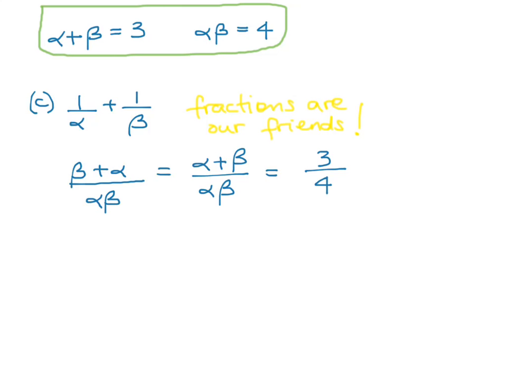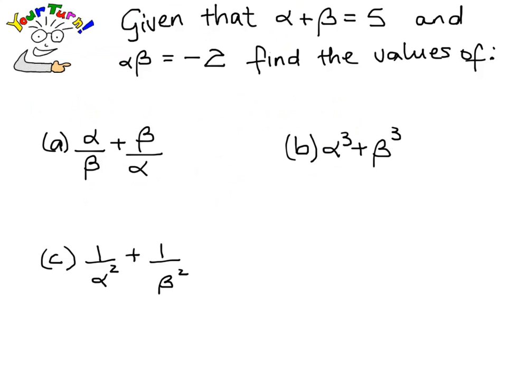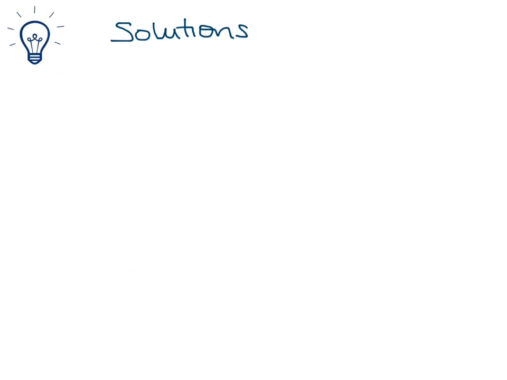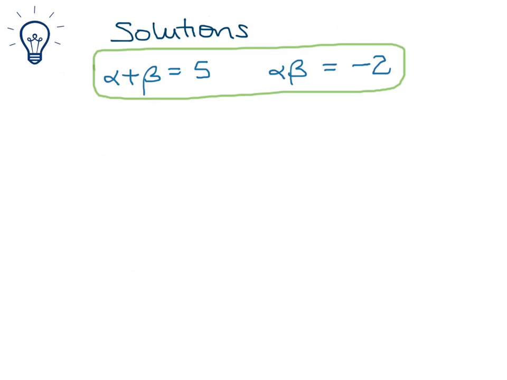You can take your time and go back over those 3 examples and then try these 3 questions on your own. Pause, write them out, and then check the solutions. So for the equation given, you first have to have written down what you know. So you know that the sum of the roots is 5 and the product of the roots is negative 2.